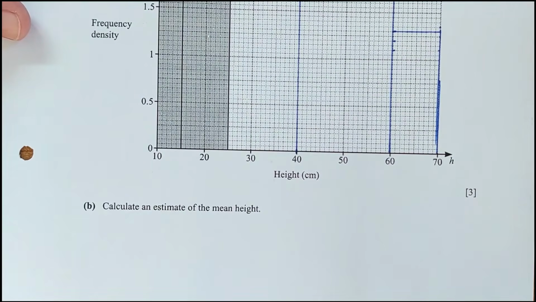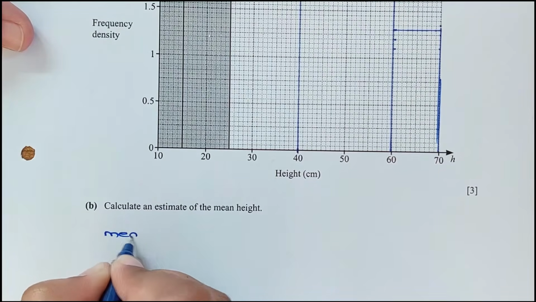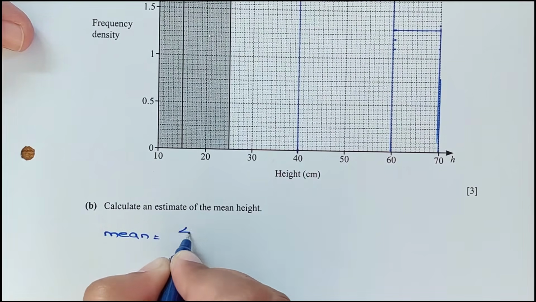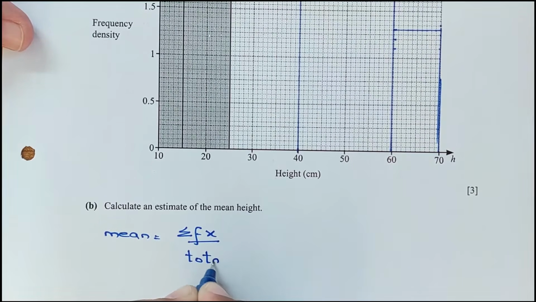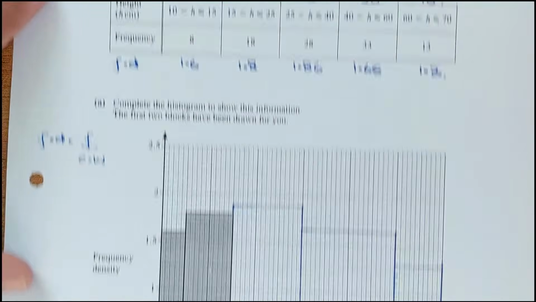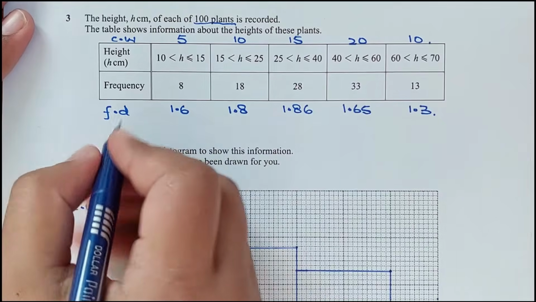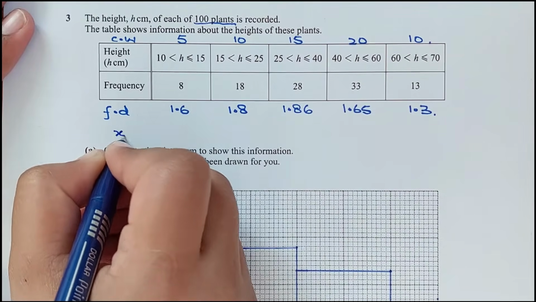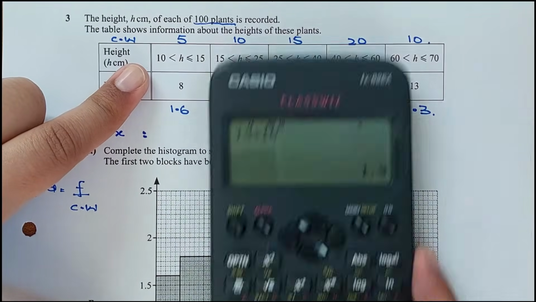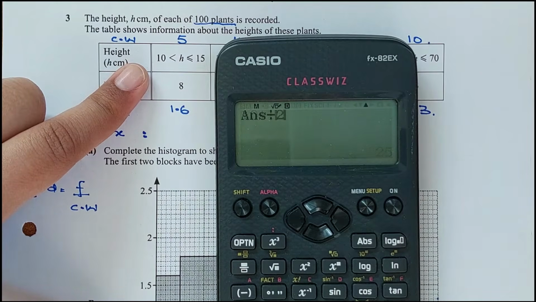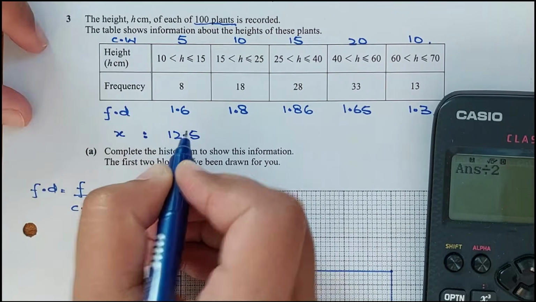Now the next part B, calculate an estimate for the mean height. Again, for the mean, we have to do the sum of fx divided by the total. F is the frequency, x is the midpoint of the intervals. We have the frequency, but we don't know the midpoint. Let me solve for x. The midpoint of 10 and 15: 10 plus 15 divided by 2, which is 12.5.